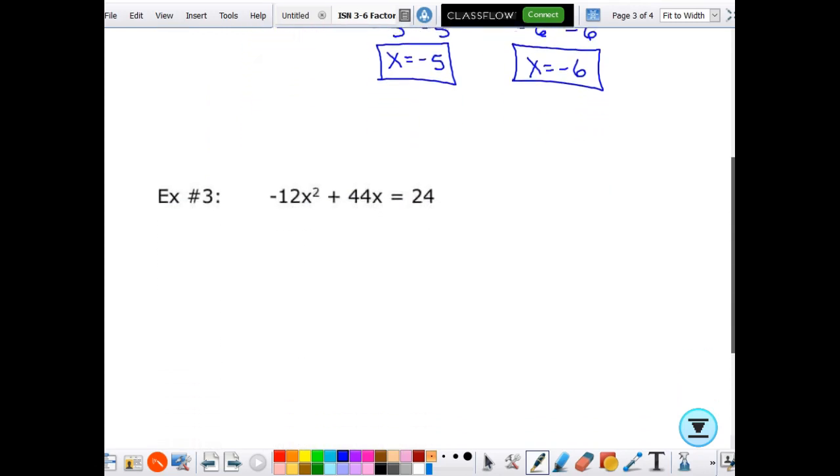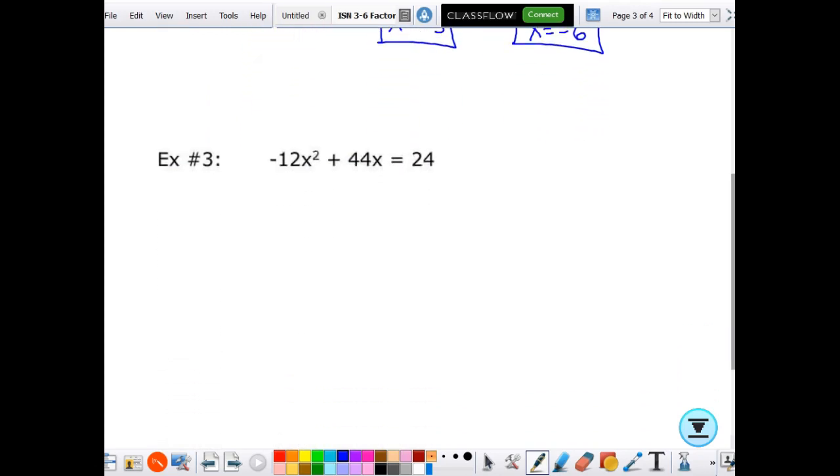All right. So now, down here, it looks a little weird. It's not ending in a 0, is it? We've got to bump him back over here so that we have a trinomial, a quadratic equals 0. So I have -12x squared plus 44x minus 24, because I'm going to subtract 24 from both sides, equals 0.